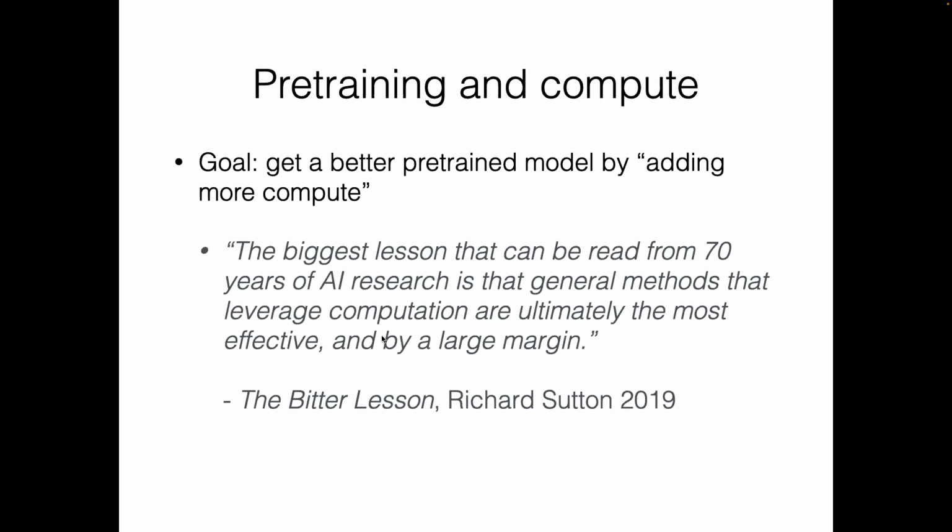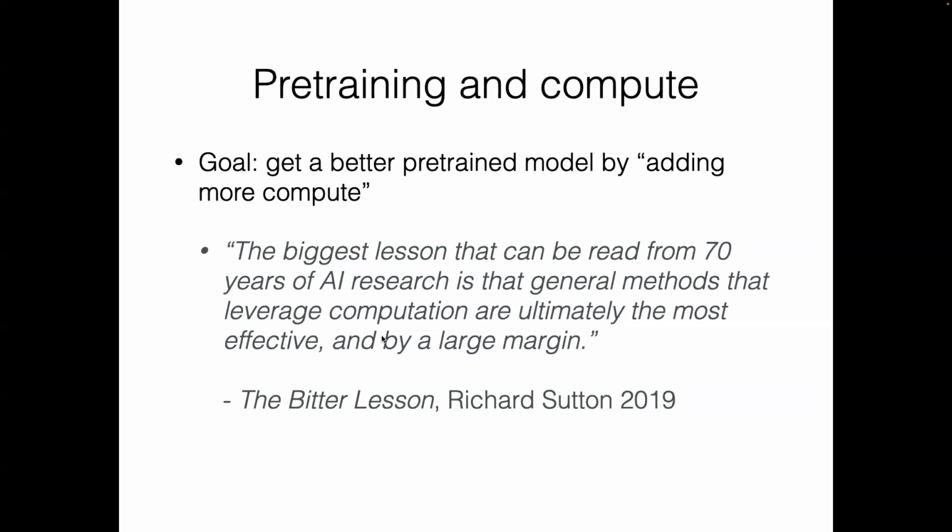You could also think about this from a philosophical perspective. There's this idea called the bitter lesson. You might have heard of it. It basically says that if you look at the history of AI research, the methods that tend to win out in the long run are very general methods that somehow leverage computation.